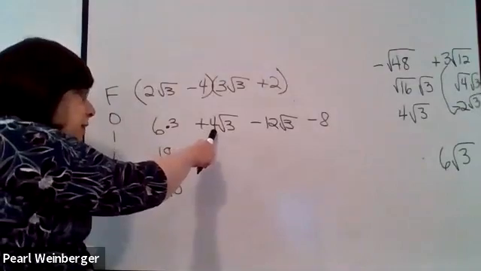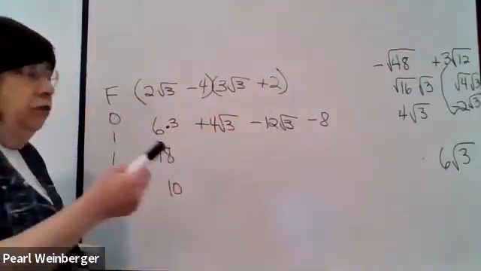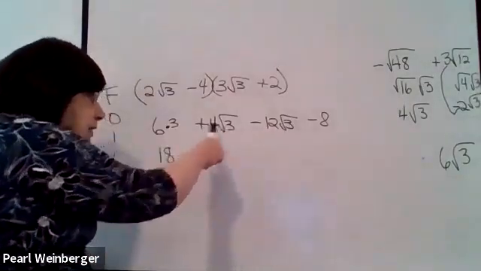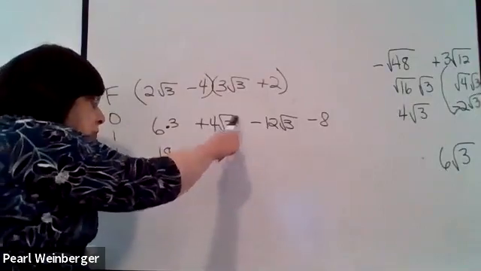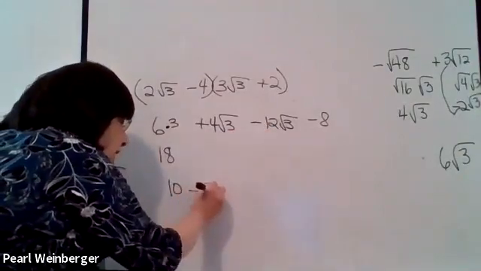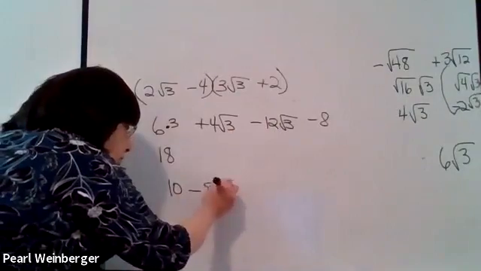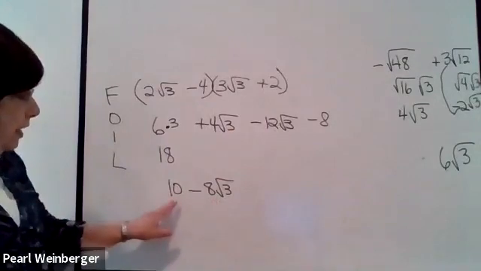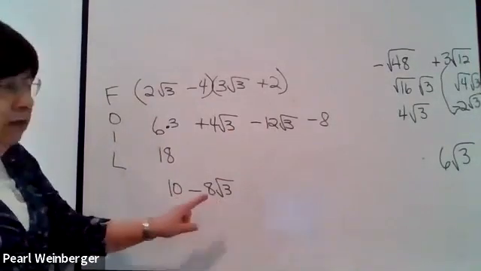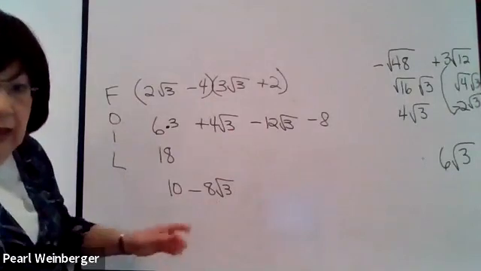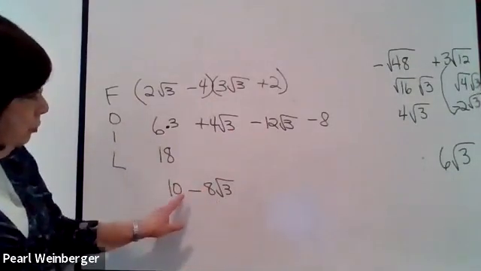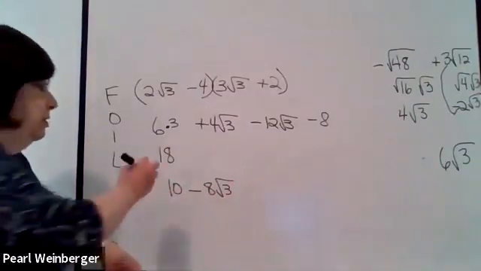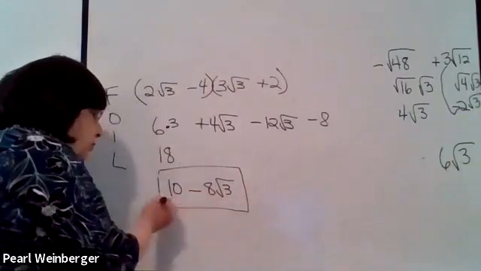Then I have a 4 radical 3 and a -12 radical 3. Those are also like radicals because they are both connected to radical 3. So I add 4 and -12, which is -8, and I bring down the radical 3. And this would be my answer. Do not try to combine this. Don't do the 10 minus 8 and say it's 2. It's 10 minus 8 radical 3. These are not like radicals. This is like a 10 minus 8x. This is your answer in simplest form.